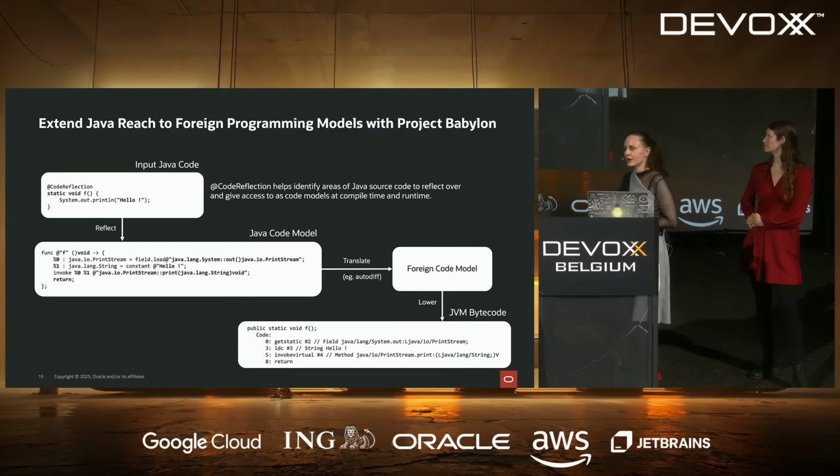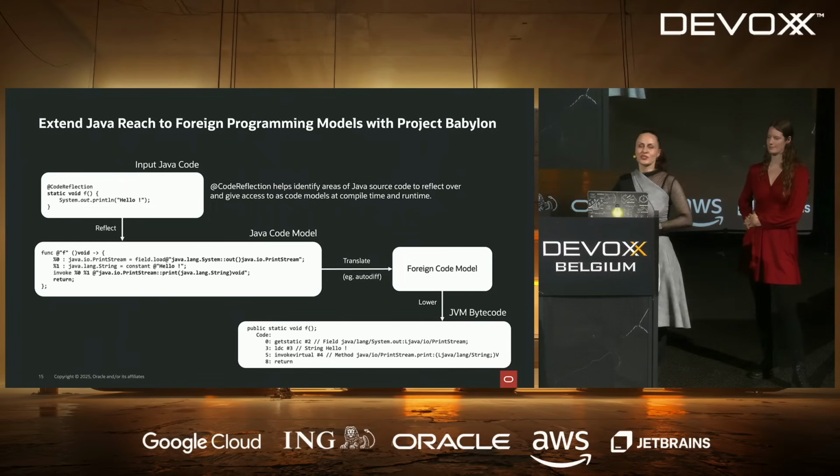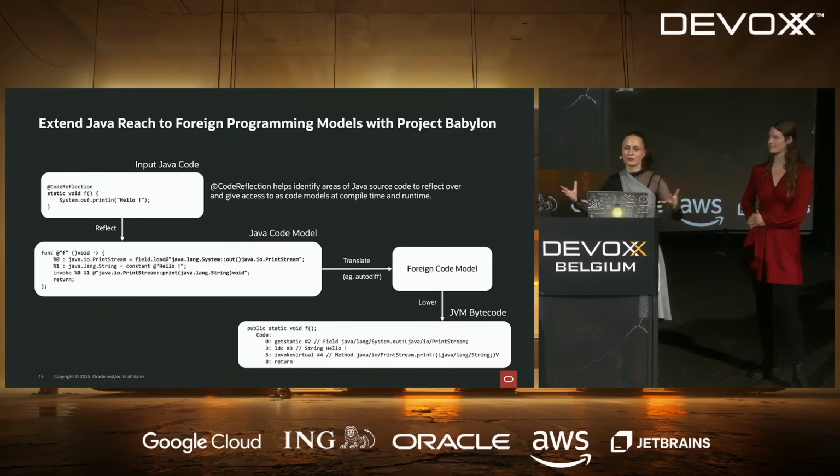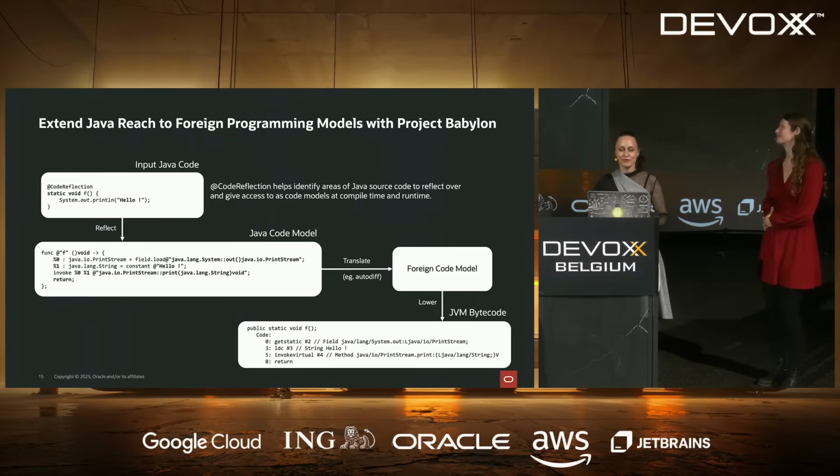The little extra help in our case was Project Babylon. What Project Babylon aims for is to extend Java's reach to foreign programming models, like the ONNX model, because they differ from our normal Java programming model. But we need to make this easy, right? I like working with FFM. It's still understandable, but I still feel there's a gap.